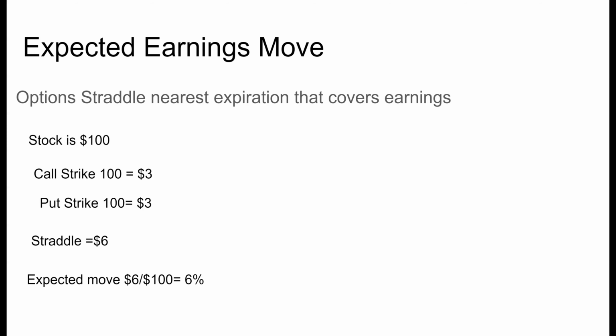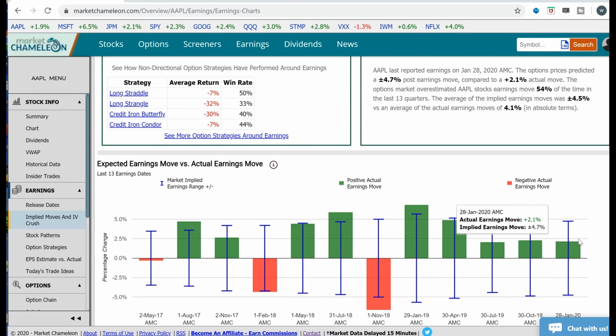Here's a historical chart of the implied move versus the actual move, which gives you a visual going back in history. These bars over here represent the implied move, either up or down in either direction. That's what the implied move was, versus this green bar, which was the actual move. So you could see here the implied move was 4.7% in either direction. The actual move was 2.1%.